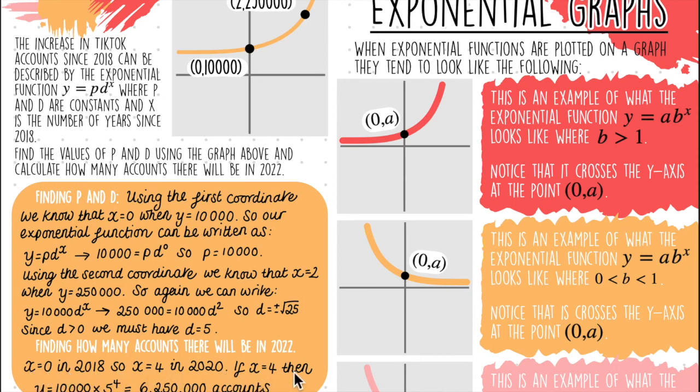If x is 4, then our function becomes y is equal to 10,000 times by 5 to the power of 4, which is 6,250,000 accounts. Boom, done.